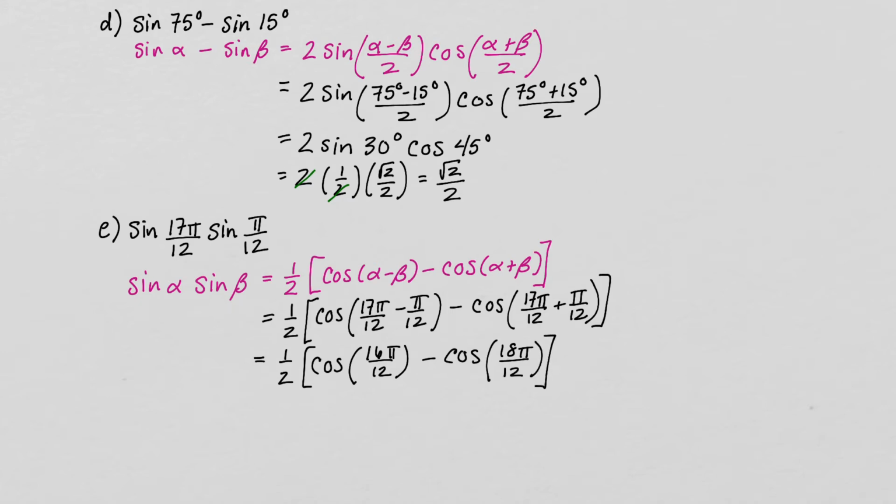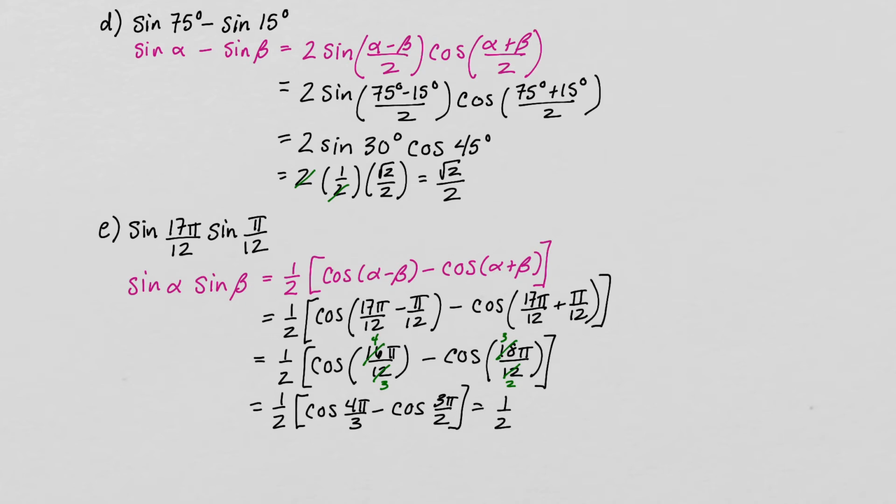And I can reduce those, right? So 16 and 12, 4 goes into both of those. 4 goes into 16 4 times, 4 goes into 12 3 times. And 18 and 12, 6 goes into 18 3 times, 6 goes into 12 2 times. So this is the same as 1/2 times the cosine of 4 pi over 3 minus the cosine of 3 pi over 2.